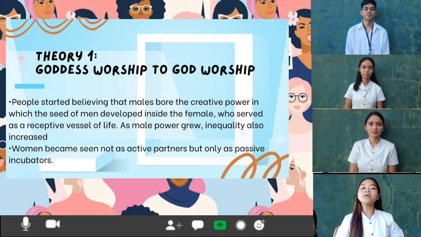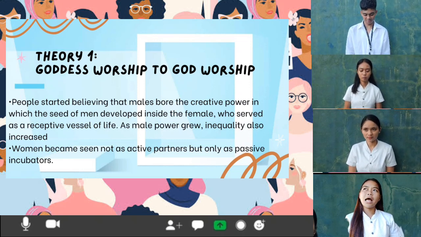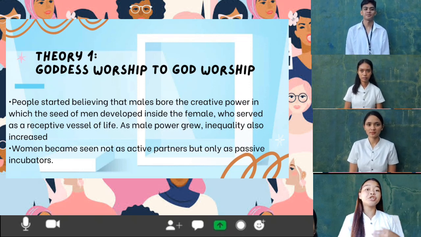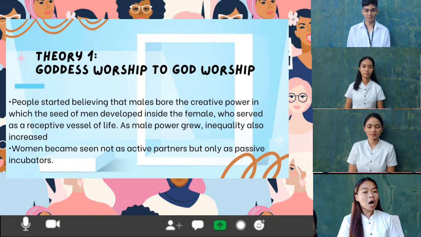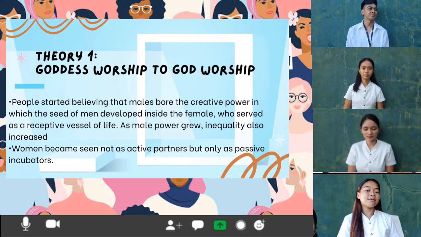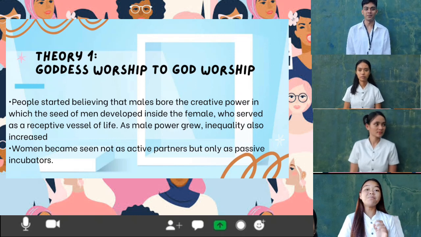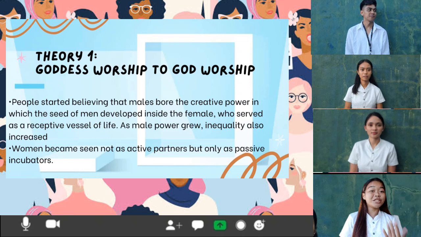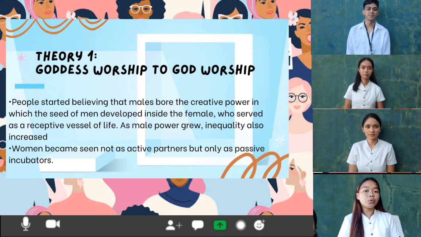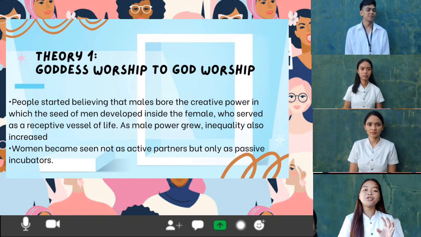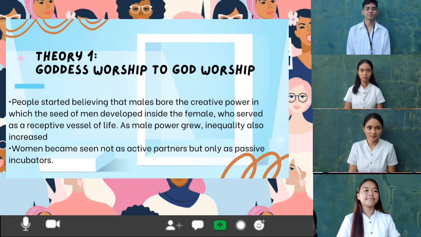As male power grew, inequality also increased. Women came to be seen not as active partners but only as passive incubators, because life was not seen as something that emerged mysteriously from the womb but was planted there by the male organ. Men appropriated for themselves the position of power in the universe, and men valued themselves as powerful, creative persons. The theory of the mother goddess cult seemed highly speculative. However, Miles showed historical evidence of the mother goddess cult's theory: the appearance of female figures, their prevalence, as well as their destruction.